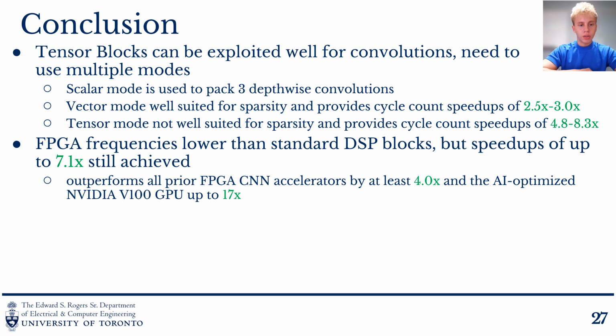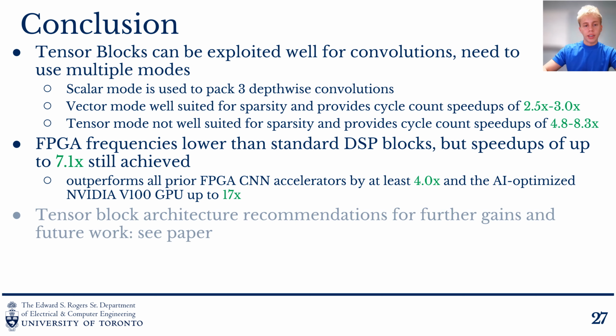And so what we found was that we outperformed all prior FPGA CNN accelerators by at least 4x, and even the AI-optimized NVIDIA V100 GPU by 17x. And so we discussed some tensor block architecture recommendations for further gains in the paper, as well as some future work there.